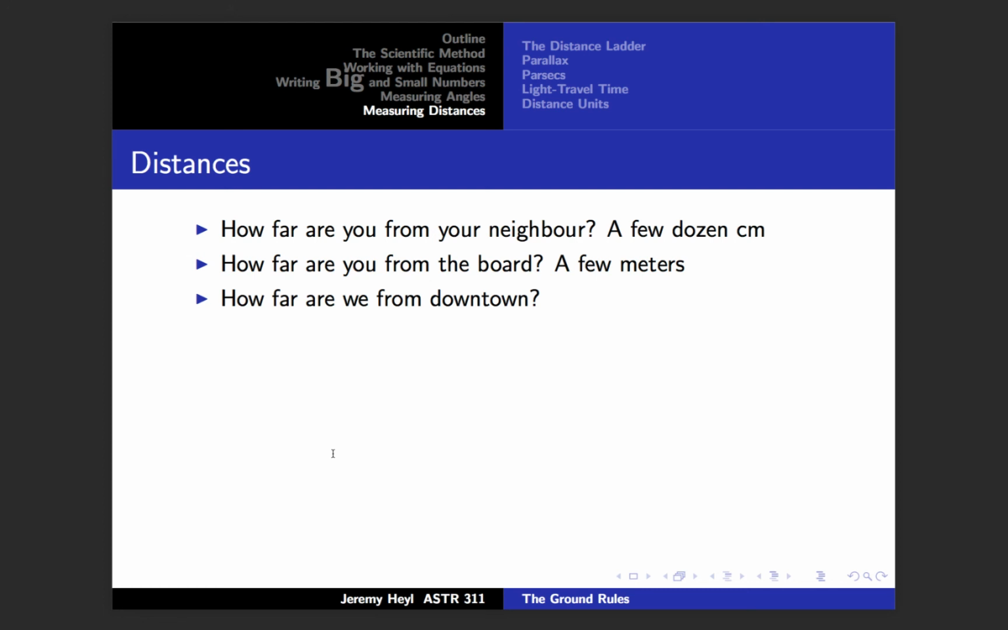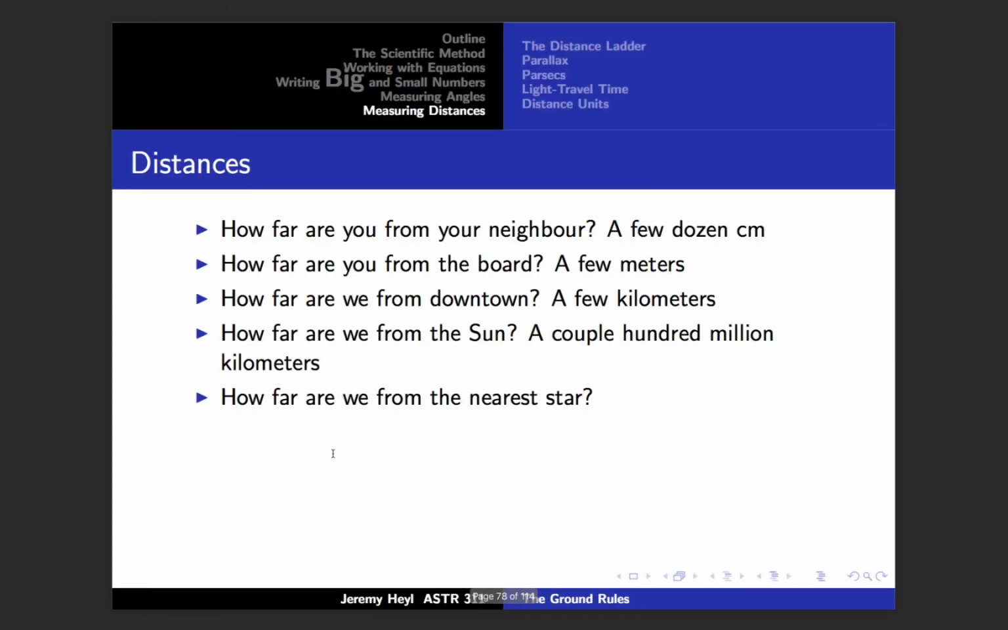If we think about how far we are from downtown Vancouver, that's a few kilometers, right? It's going to get big pretty fast. How far are we from the sun? So that's the next step, like we're leaving Earth. This is a few 100 million kilometers, a couple 100 million kilometers. Now we're going to take a big jump, right? So this is the scale of what we've explored as humans and the robots that we send out.